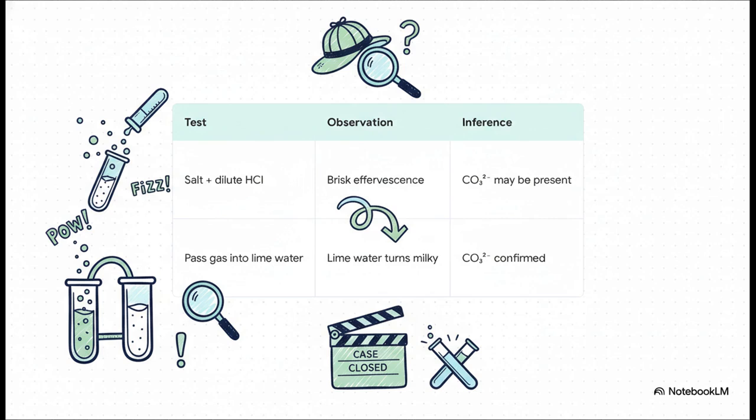Our observation? Brisk effervescence, which is just a fancy way of saying it's fizzing like crazy. That fizz tells us a gas is being made. So our inference is that carbonate might be here, but to be sure, we need to confirm it. We bubble that gas through something called lime water. And if that lime water turns milky, that, my friends, is the smoking gun. Case closed. Carbonate is confirmed.